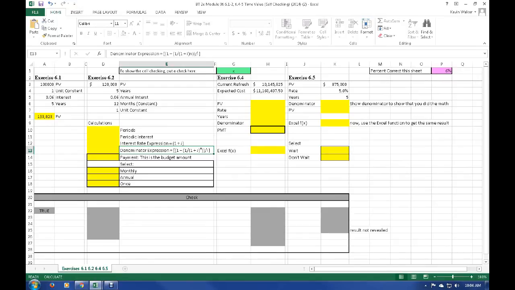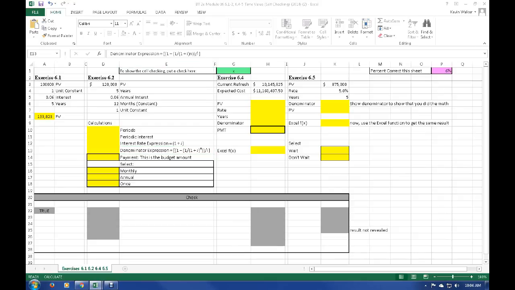All right, and like here, there's select monthly, annual, once. Well, since we're doing this over 12 months, you're talking about a 12-month thing. Had this been one, well, then you would have said it would have been annual, and if all of that had been left out, it would have been a balloon payment, which would just be the once. All right. So simply put, a lot of this stuff is fairly simple to put in.